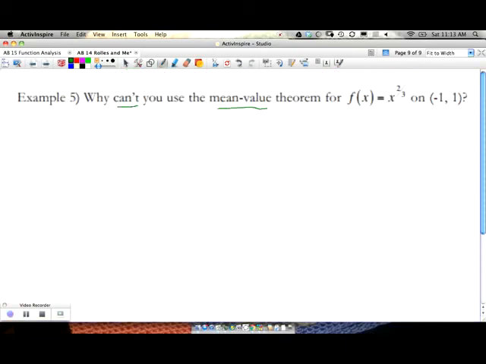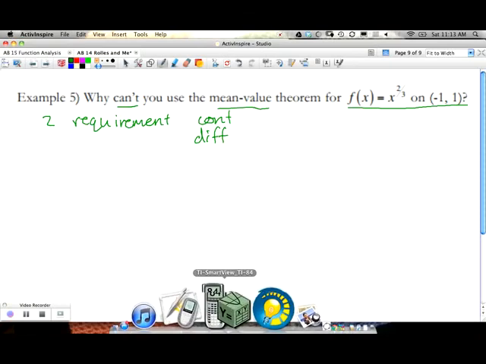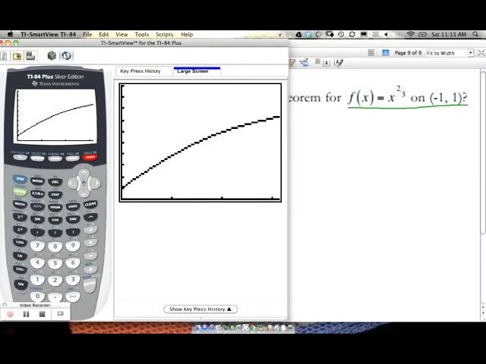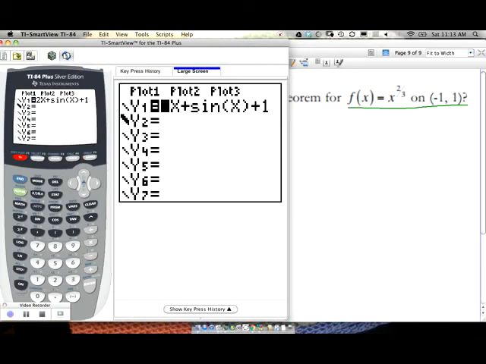Let's finish it off here. Why can't we use mean value theorem on this interval? Well, there's only 2 requirements. The 2 requirements are continuous and differentiable. Well, is this function continuous? Yeah, it should be. Let's draw a graph and let's see what's happening with the graph. Maybe that'll make it a little more obvious. We're looking at the interval -1 to 1, so we'll keep that in mind as well.